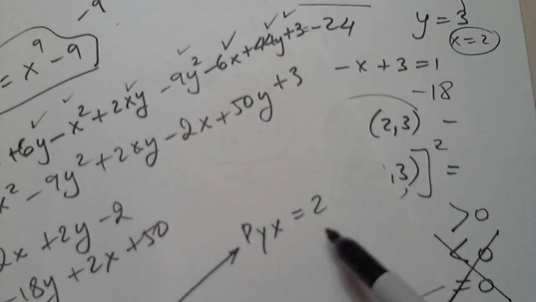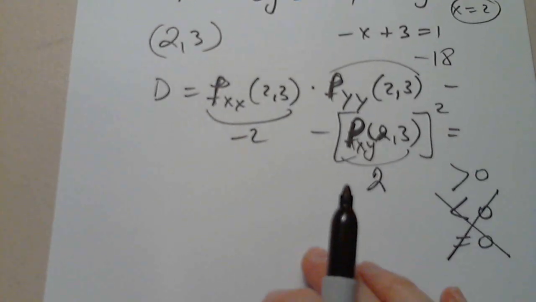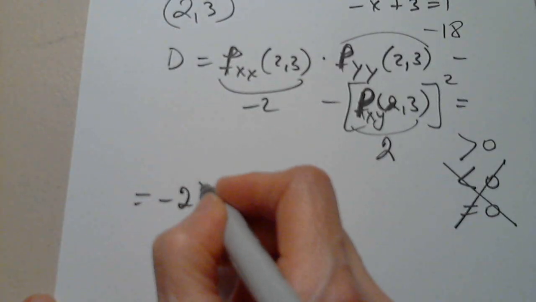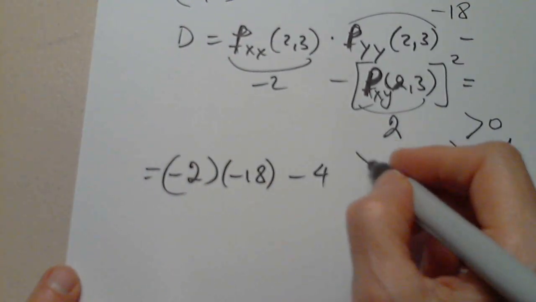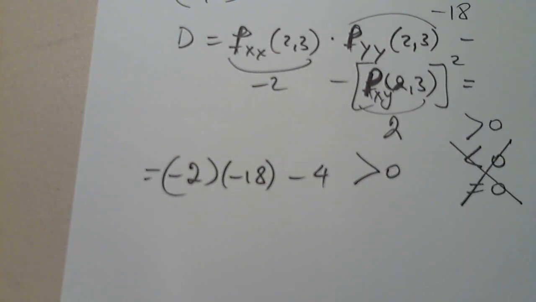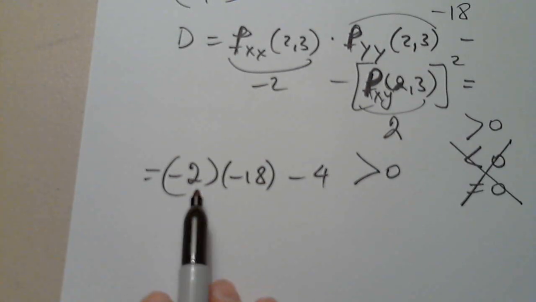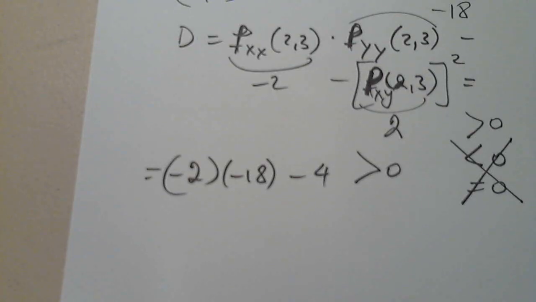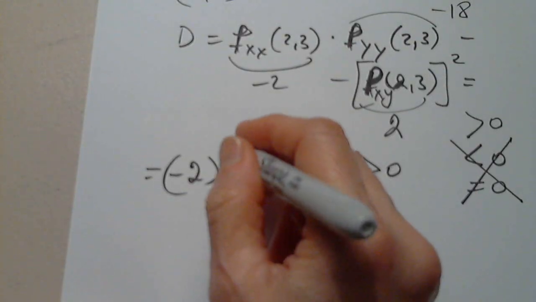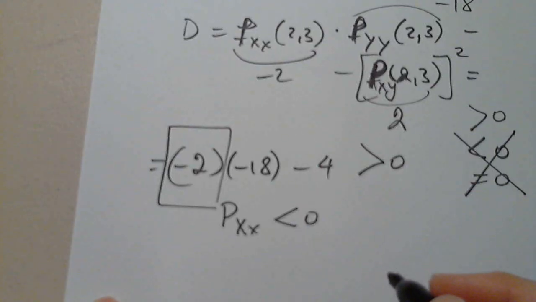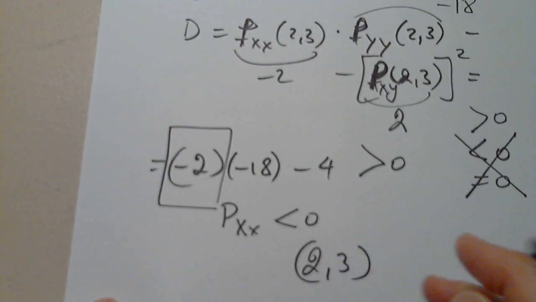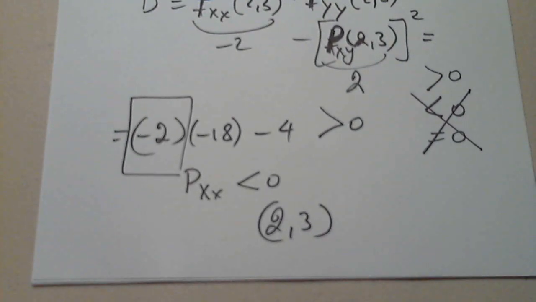And this is 2. So we have -2 multiplied by -18 and -4. Obviously, this is a positive number. I don't really care what it is because this is 36 minus 4, so it's 32. I only wanted to know if it's positive or not. Because it's positive and because p_xx is less than 0, what does (2, 3) give?